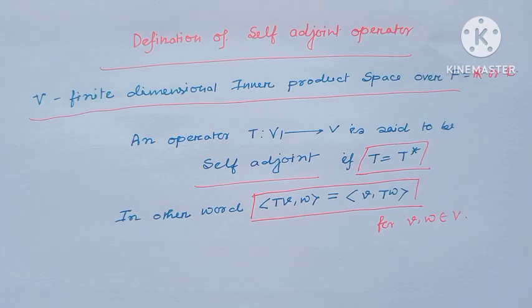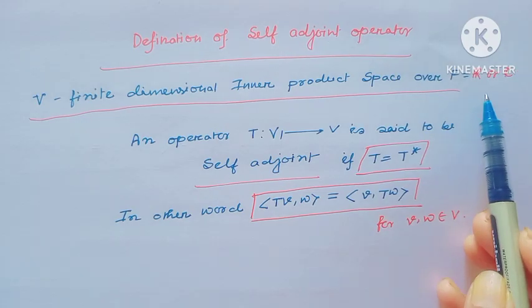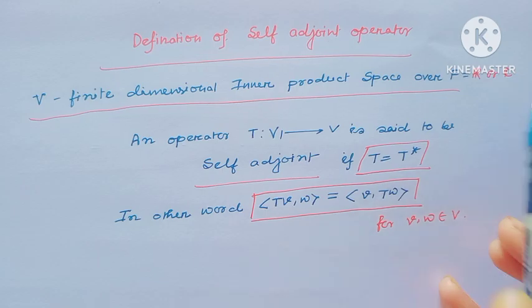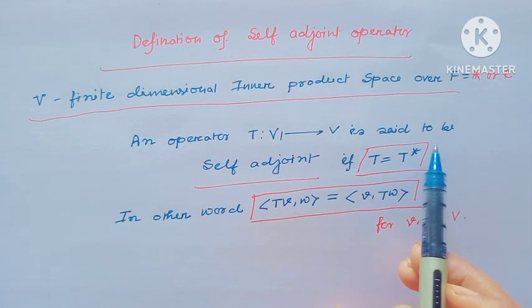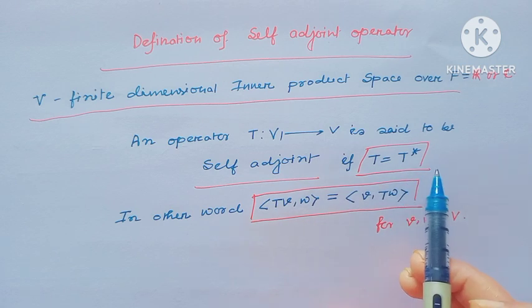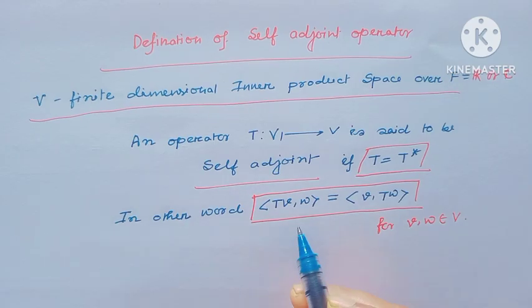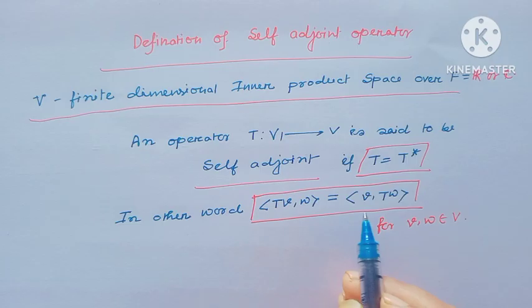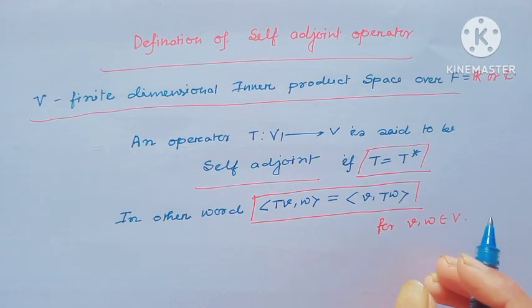The definition of a self-adjoint operator is: if V is a finite dimensional inner product space, where the field is R or C, then an operator T, which maps the vector space to the vector space, is said to be self-adjoint if T equals T star. In other words, the inner product of TV with W equals the inner product of V with TW, and this is true for all V, W belonging to V.